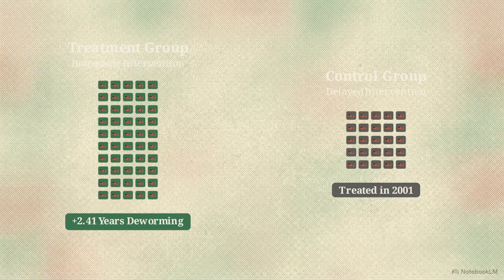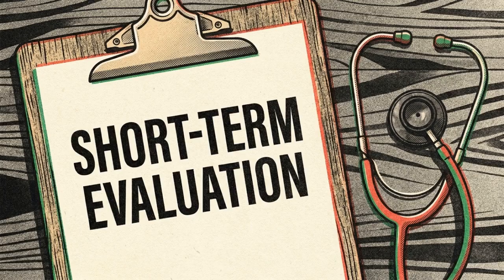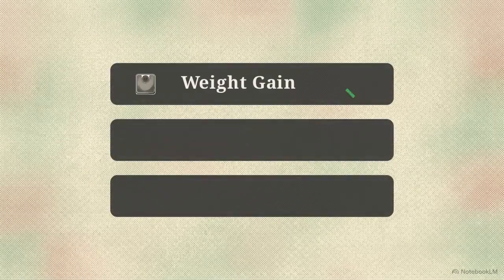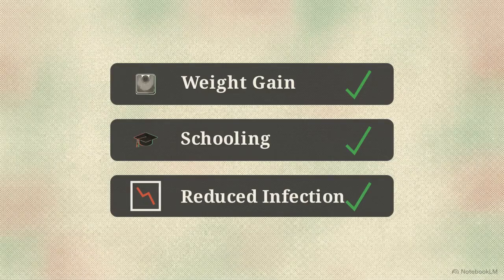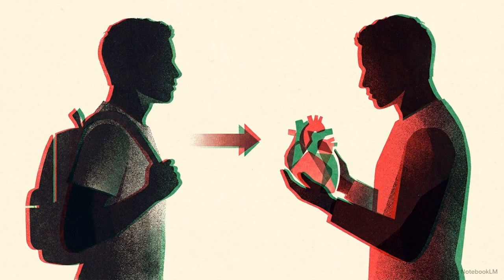control group. Standard public health programs evaluate these interventions by looking for immediate gains. They check if the treated children gain weight, stay in school longer, or have fewer infections over the following few years. But measuring only short-term outcomes ignores the actual timeline of human development. To capture the return on that initial health investment, we must track those original students until they grow up and have children of their own.